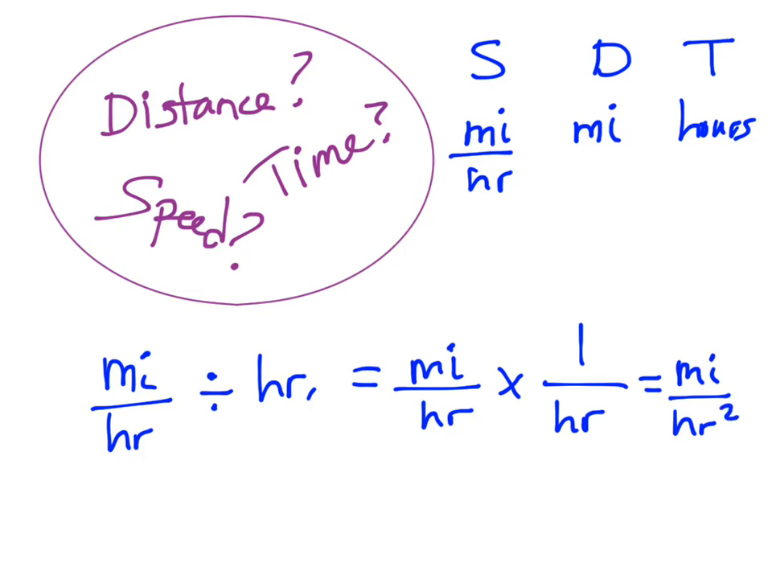And then this is going to give you miles per hour squared. So what we've done is combined speed and time, and we did it in such a way that we did not end up with distance. We didn't end up with miles. So that gives you a clue that this is not the right way to combine them. So let's back up and do something different.